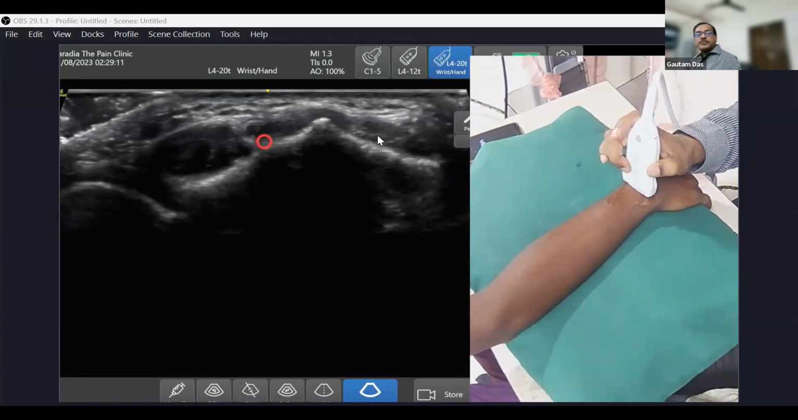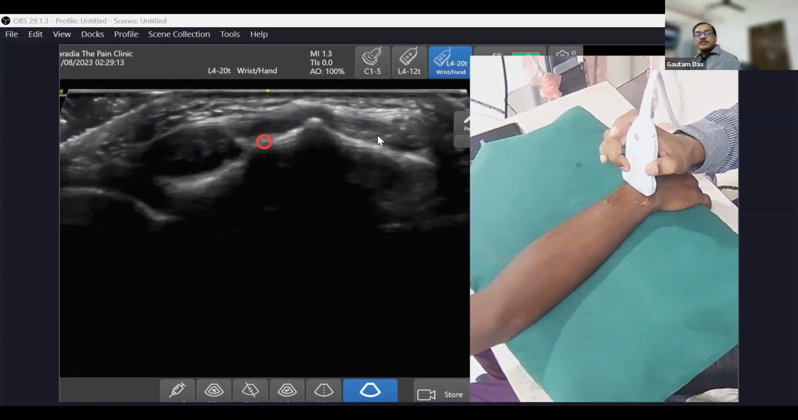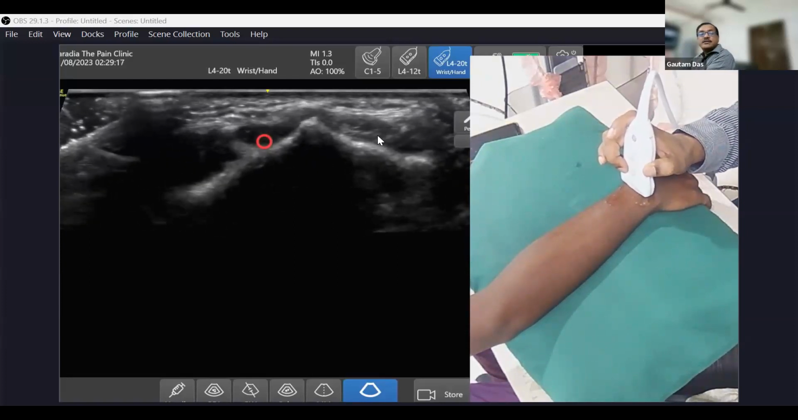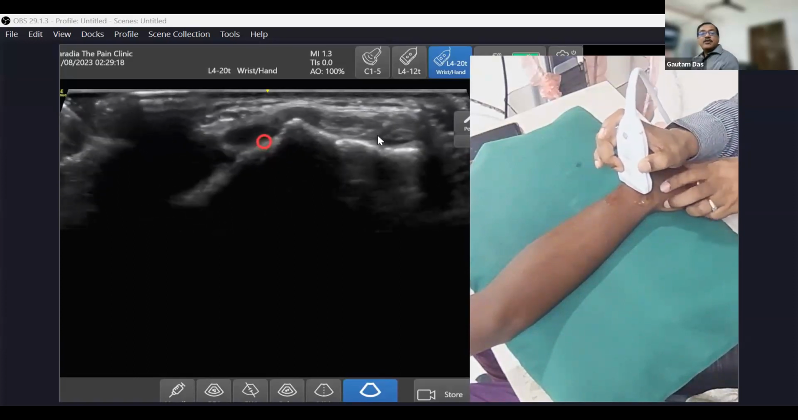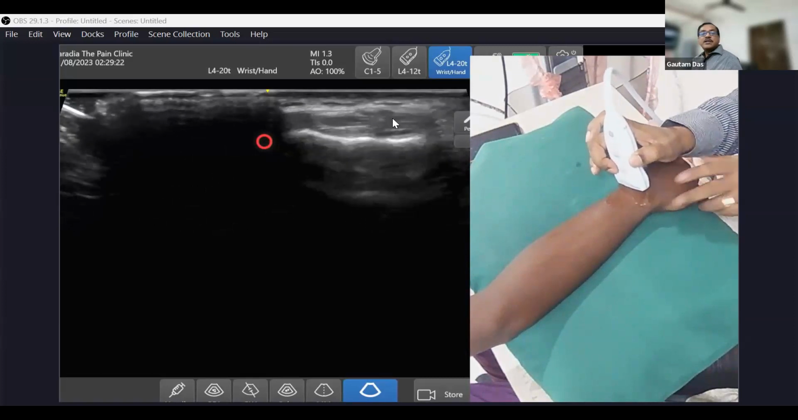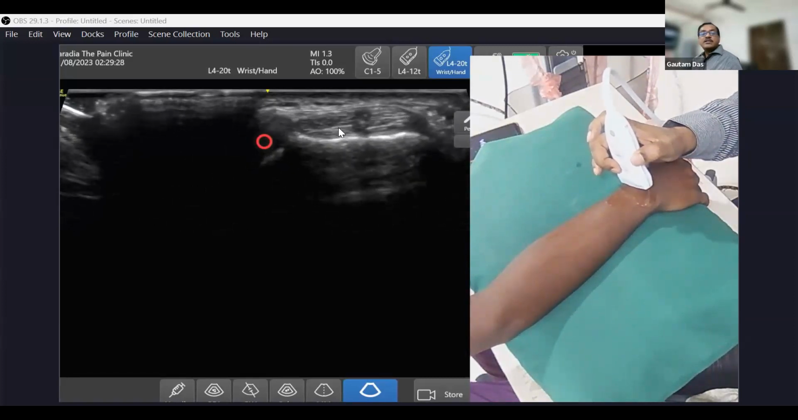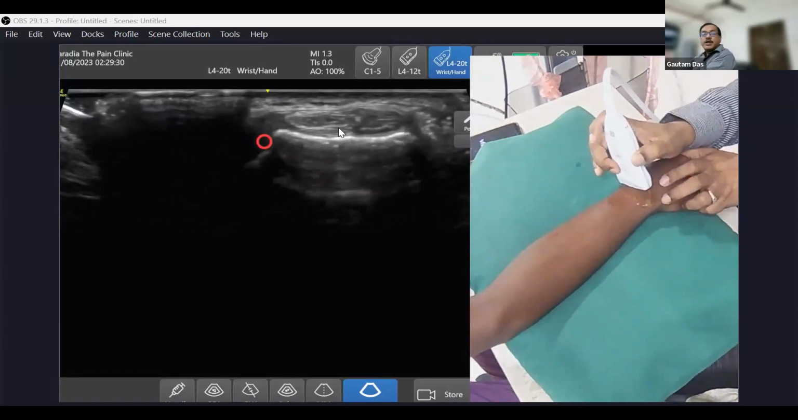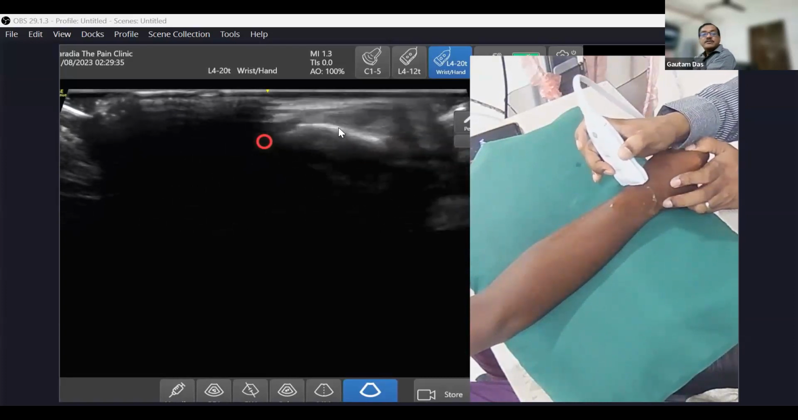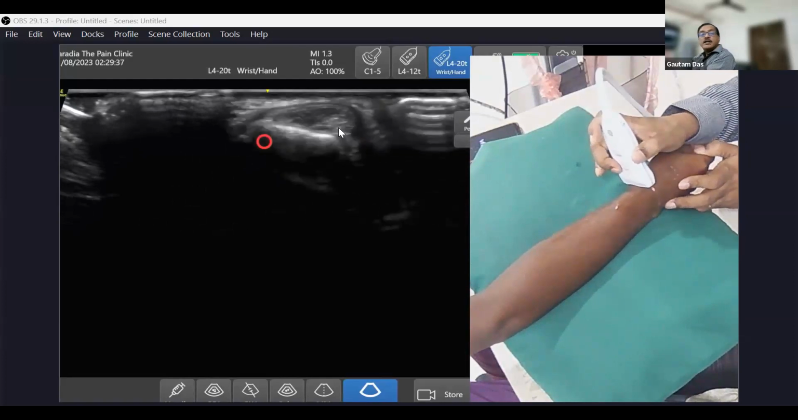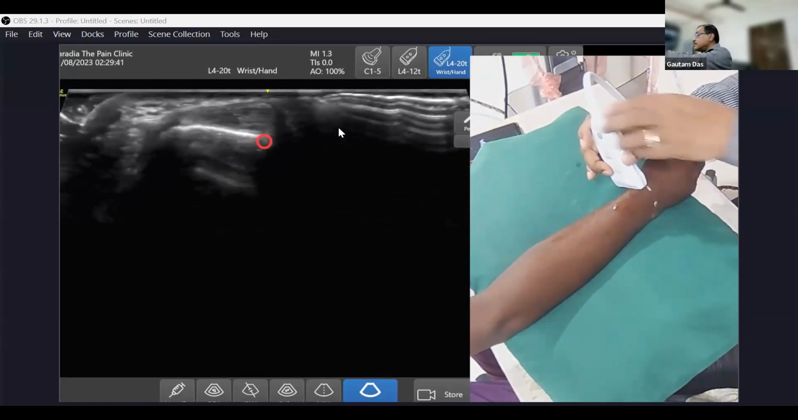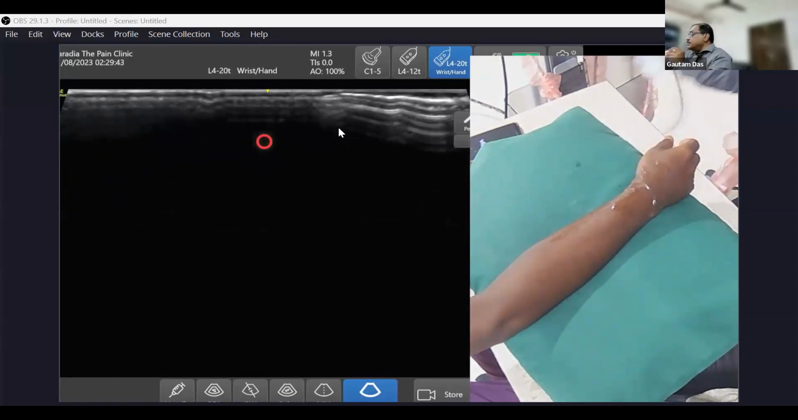So now what I am doing, from Lister's tubercle I'm going laterally, to the radial side. Now I can see the second compartment tendons very nicely. This was your extensor carpi radialis longus, this was your extensor carpi radialis brevis. Now I am coming to the first compartment, and here I have to put a lot of gel, otherwise I will not be able to see it nicely. Let me put some more gel there.